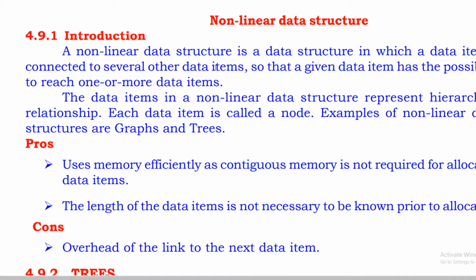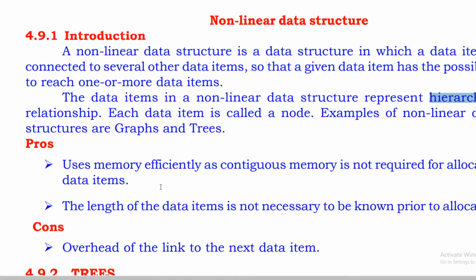Starting with one, it is possible to reach many other data items. Like we have a parent, and then the parent can have many children. So starting from one data item, it is possible to reach one or more data items. The data items in a nonlinear data structure are represented using what we call a hierarchical relationship, which we will discuss.